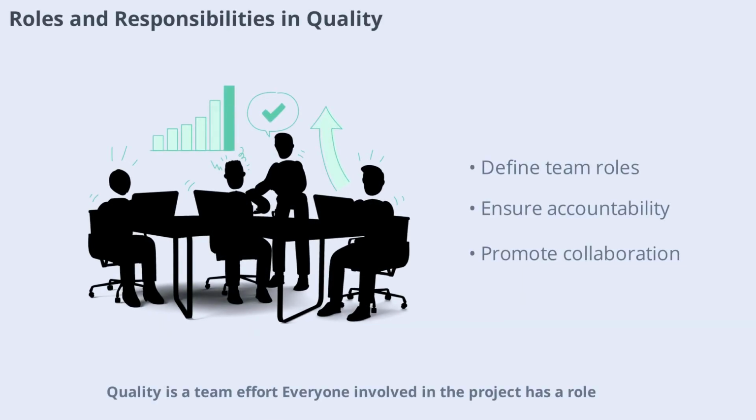Quality is a team effort. Everyone involved in the project has a role to play in ensuring quality standards are met. The project manager leads the charge, but team members, stakeholders, and even suppliers contribute to quality outcomes. Clearly defining roles and responsibilities helps avoid confusion and ensures accountability. When everyone knows what's expected of them, it's easier to maintain high standards and deliver successful results.